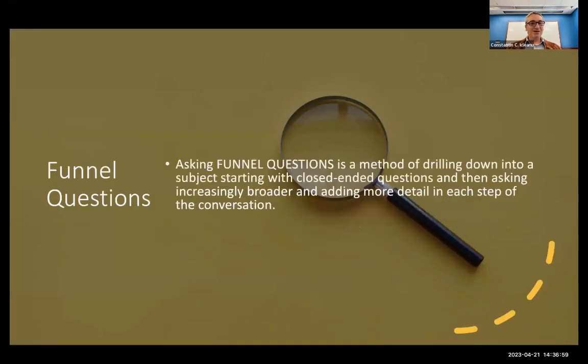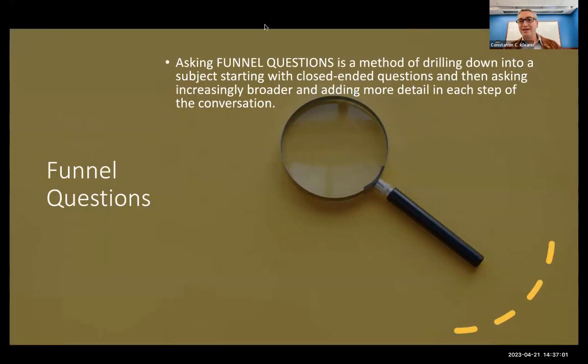Funnel questions. These are some of my favorite ways of thinking about questions in the classroom. And this is what a funnel question is. Asking funnel questions is a method of drilling down into the subject, starting with closed-ended questions and then asking increasingly broader or more complex ones, adding more detail in each step of the conversation. So funnel questions are conversation. They elicit conversation rather than one topic with one question. They build upon each other.